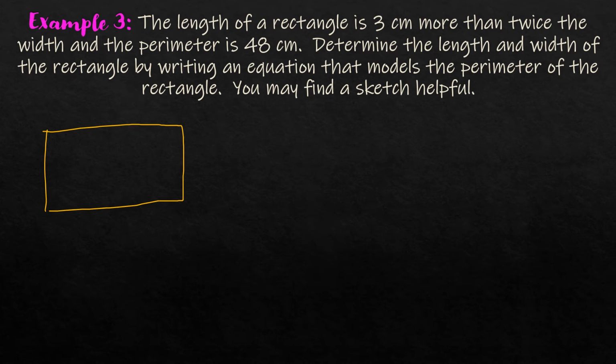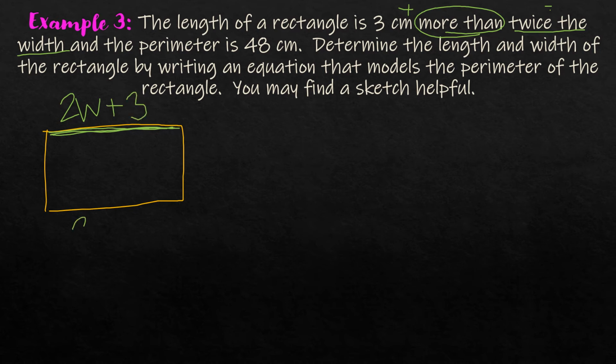So the length of a rectangle is 3 more than, so again, be careful with more than, that means addition, okay? So I'm going to be adding 3 to twice the width. So how could I represent twice the width? That means times 2. So I could represent that as 2W. So let's say that this right here is the length, okay? So it's 2W. And then plus 3, because it was 3 more than twice the width.